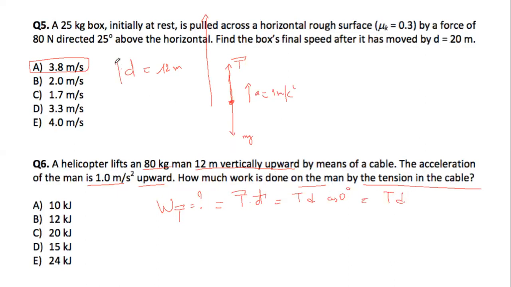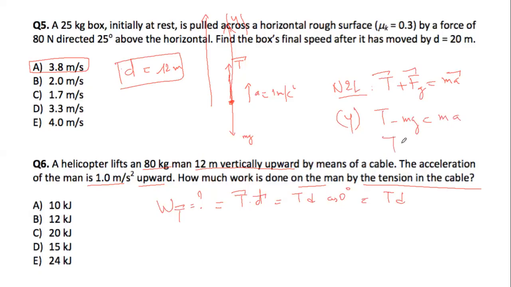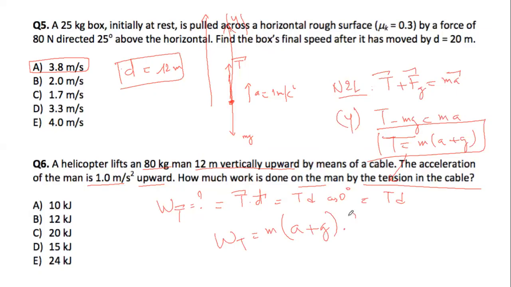I know the displacement is 12 meters, but what is the tension? I can know it using Newton's second law. Tension plus gravitational force is equal to ma. If I project along the y-axis, which is the only relevant direction here, I have tension minus mg is equal to ma, meaning tension is m times a plus g. That's the tension, and I just plug it here. So the work of the tension is the mass of the man times the acceleration of the man plus the gravitational acceleration, times d.